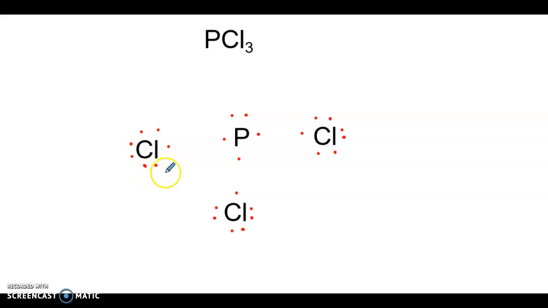And we have 7 around chlorine. Chlorine is going to form 1 bond each. Chlorine can only form 1 bond, so it'll share one of its electrons with phosphorus. Same thing with this chlorine and this chlorine. We do that 3 times. So now phosphorus has all 8 of its electrons, and each chlorine also has all 8 of its electrons. So this would be the structure of PCl3.